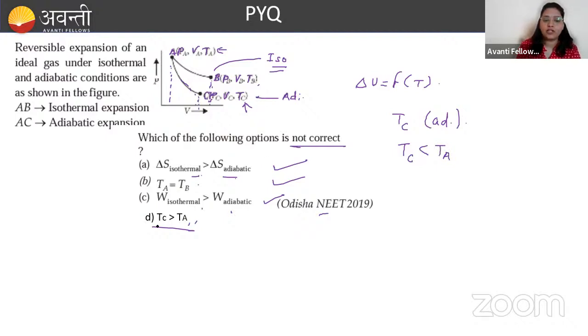So that's why option D is incorrect, and that's what we needed to find out. So option D is the correct answer. Any doubts in this? Okay, next, move on to the next problem.